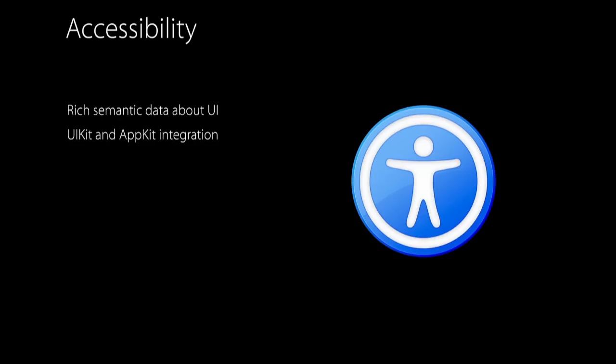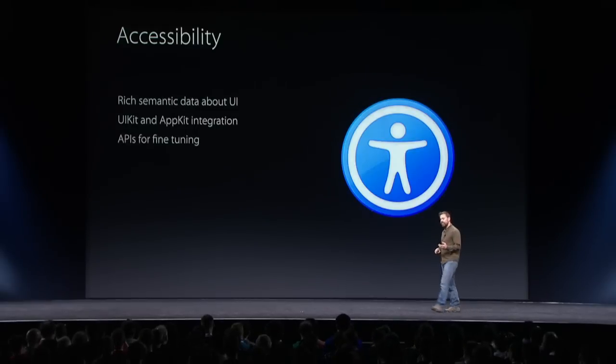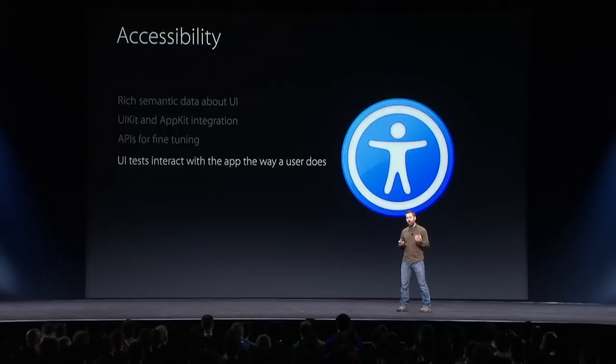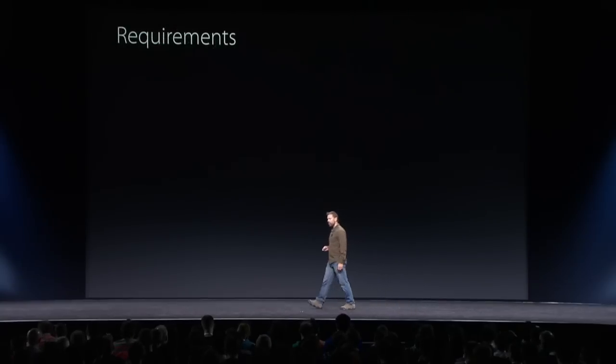So when you use controls from those frameworks, you get a lot of accessibility support for free right out of the box. It also provides APIs that allow you to fine-tune the accessibility data that's exposed. The key about this is that with UI testing, your tests will interact with the application just the way a user does. UI testing has a few requirements that you should understand.